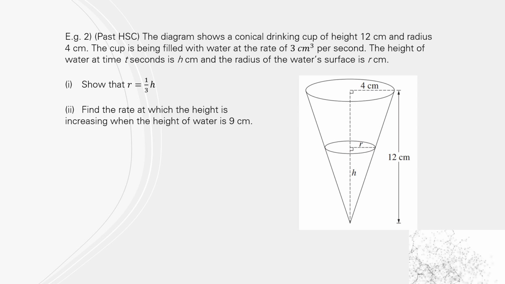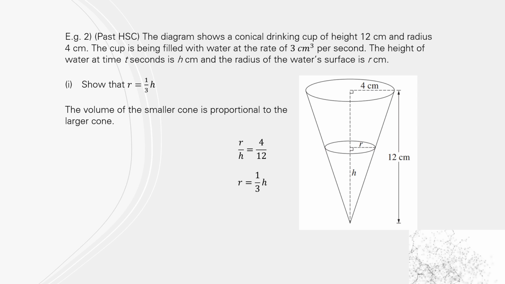Here's the second one. We've got a conical drinking cup, so basically a cone. Height 12 centimetres, radius of 4 centimetres, and the cup's being filled at a rate of 3 centimetres cubed per second. Notice that centimetres cubed is volume, per second is time, so that's our dV/dt. So we start to recognise some of the formulas that are given to us. We're going to show that r equals a third h and find the rate at which the height is increasing. So we're going to find dh/dt.